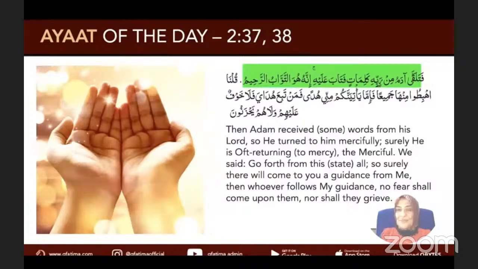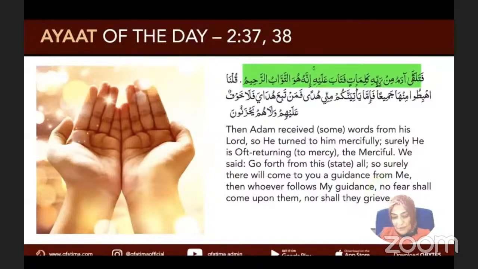قُلْ نَحْبِتُ مِنْهَا جَمِيعًا فَإِمَّا يَأْتِيَنَّكُمْ مِنِّي هُدًى فَمَنْ تَبِعَ هُدَايَ فَلَا خَوْفٌ عَلَيْهِمْ وَلَا هُمْ يَحْزَنُونَ. So Allah turns to them mercifully, فَتَابَ عَلَيْهِمْ إِنَّهُ هُوَ التَّوَّابُ الرَّحِيمُ. He turns to anyone who turns towards him. He is merciful. But then we told them, go, you're supposed to go to the earth, all of you. And whoever follows my guidance, you shall have no grievance at all. So this is when Prophet Adam is told to leave the earth as such.